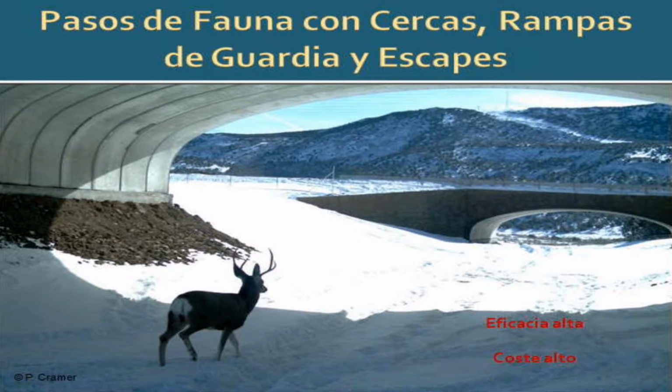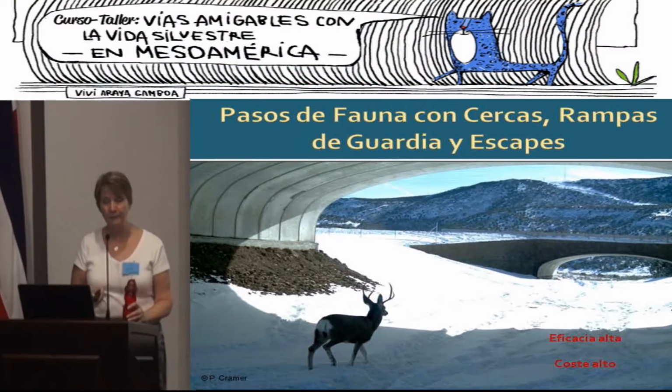Okay, now we get to the stuff that does work really well, and that is passages for wildlife that are combined with suitable fences appropriate for your target species and escape ramps. All three of them combined have been shown to be the most effective mitigation measure to both reduce animal vehicle collisions and to maintain habitat connectivity. So this is the gold standard. Now, unfortunately, the gold standard comes with a high cost.